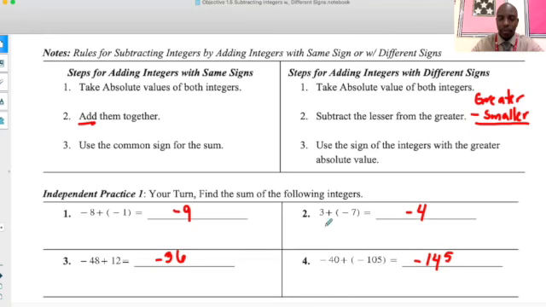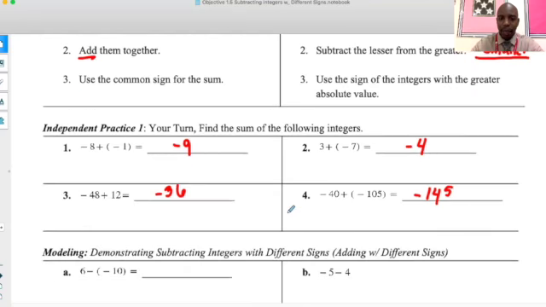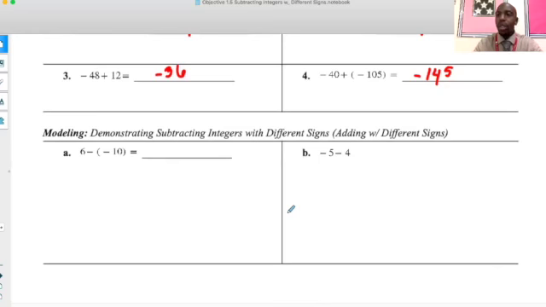Very proud of you. Now, I want to go into the modeling before you get a chance to work on your independent practice as well as your homework for today. I'm going to show you the modeling and demonstrate it for you. I may use counters, I may not, but when you show me your work on independent practice, you have to show me either counters or absolute value. Please show your work. If you don't show your work, I can't give you full credit.